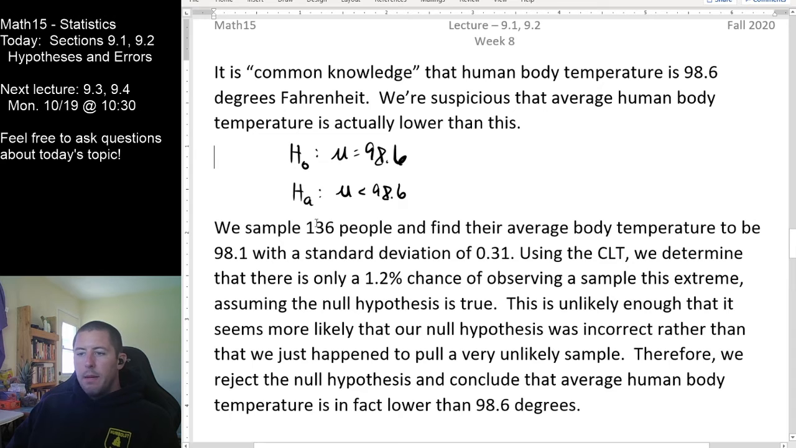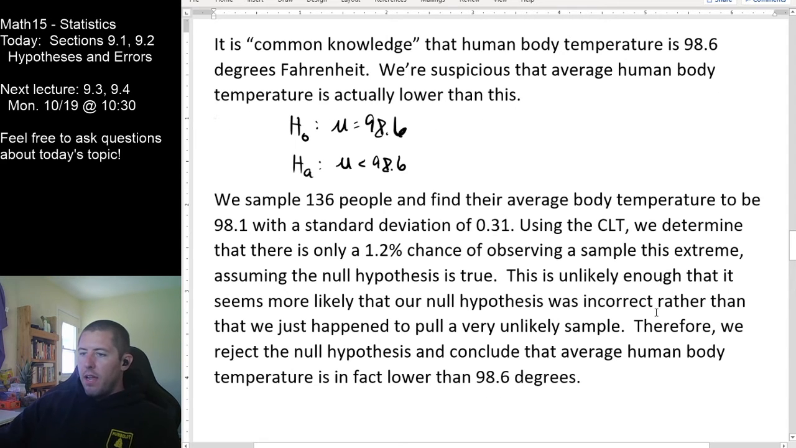That's step one. Step two is collect data and/or perform an experiment. We sample 136 people, and find their average body temperature to be 98.1 with a standard deviation of 0.31. So this right here is our step two.